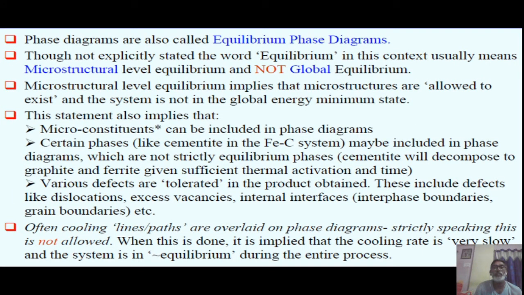In continuation with the previous class, a phase is anything which is physically distinct, chemically homogeneous, and mechanically separate. Phase diagrams are also called equilibrium diagrams. The statement also implies that microconstituents can be included in the phase diagram. Certain phases may be included which are not strictly equilibrium phases, meaning they may decompose at a later time.